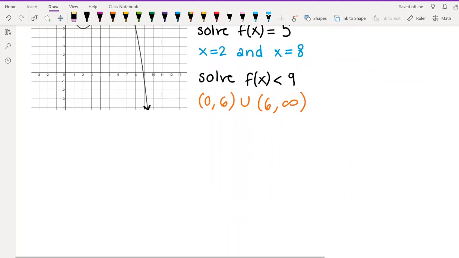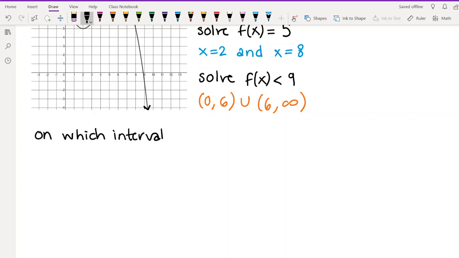Okay, so now we're going to move on to some things that were from the previous video. So I want to answer on which intervals is this function increasing, and on which intervals is this function decreasing.